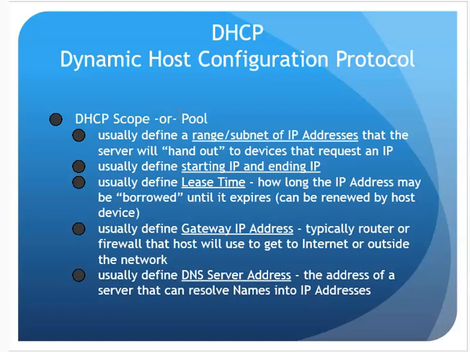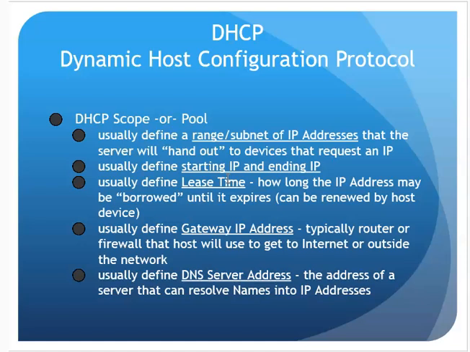Some of the equipment we use, we define a DHCP pool. Sometimes on the server, you define a DHCP scope. So the first thing you define is usually a range of numbers or a subnet of IP addresses that the server is going to hand out. Sometimes you define the starting and ending. Sometimes you just do the starting and it hands the rest out. You'll usually define the lease time. How long can that be borrowed for?